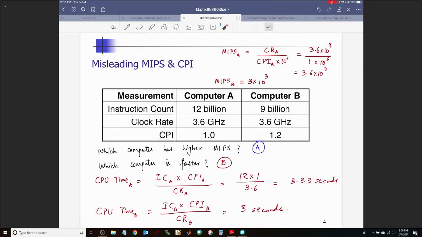All right, questions here? The goal is just don't look at clock rate, don't look at CPI, don't look at instruction count. And also don't just look at MIPS, because if you just look at MIPS, higher MIPS could indicate A, but actually computer B is faster in this case.